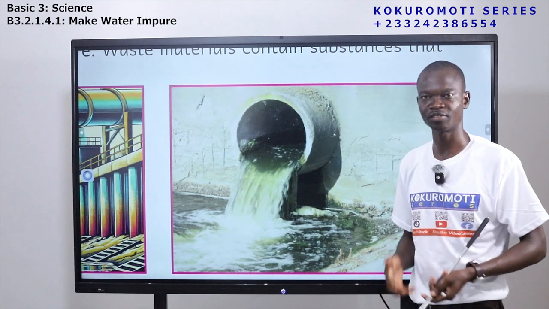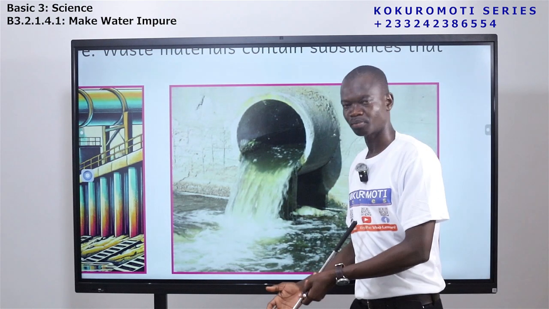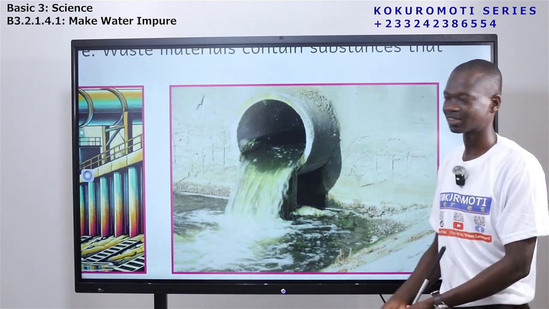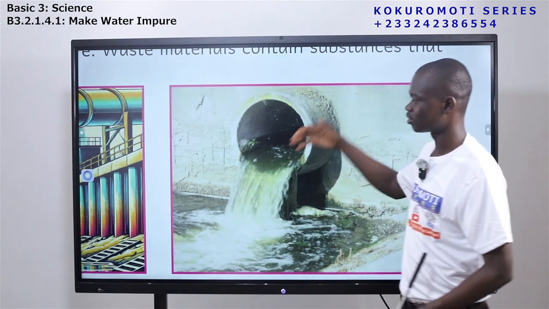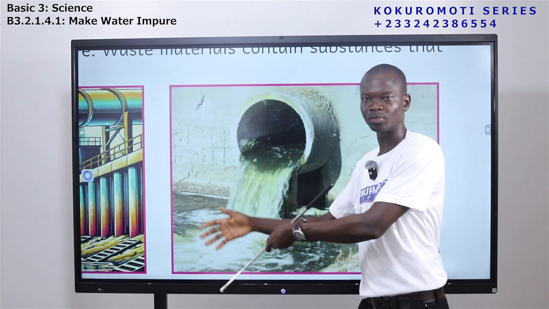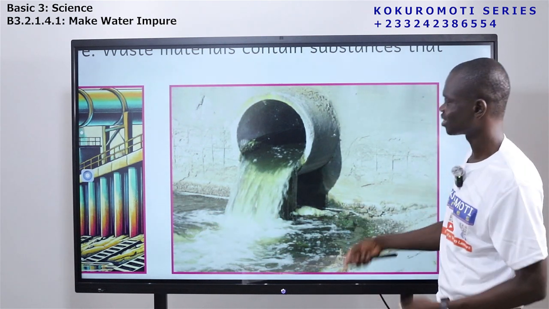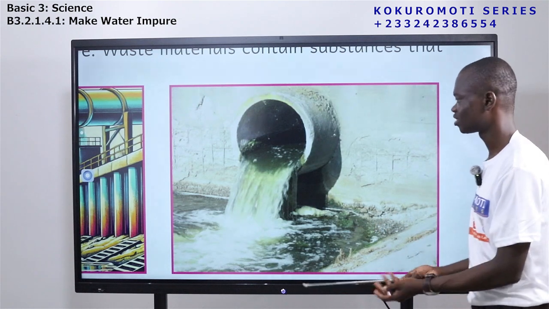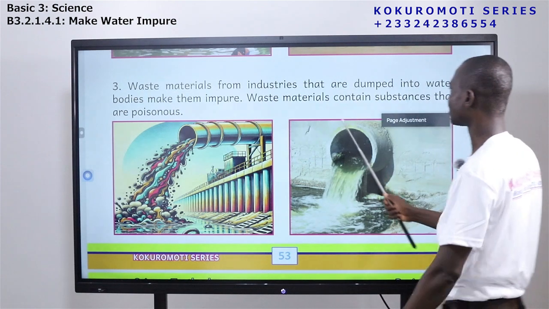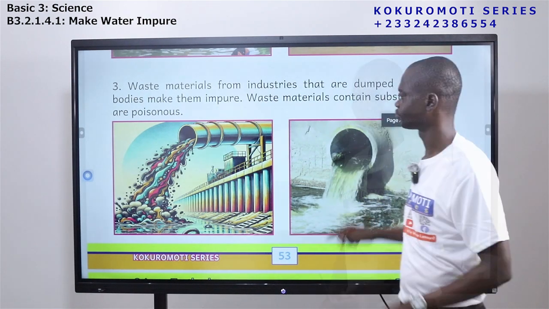But the people we live in the environment with, when they finish preparing their things, the waste parts or the waste substances, they pour them in our gutters, and when it rains, the rainwater will carry all these waste materials and take them to water bodies to make the water bodies impure. So look at this waste coming. Some contain urine, feces, and other things. So you should also know that waste materials dumped into our water bodies make them impure.